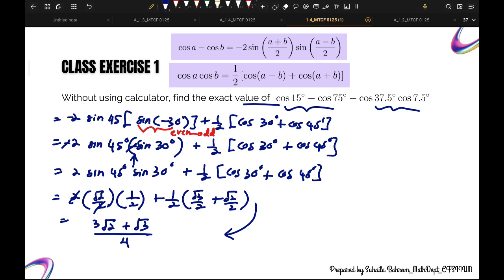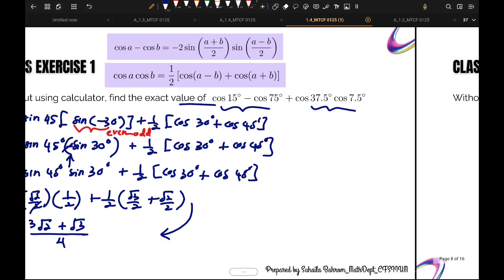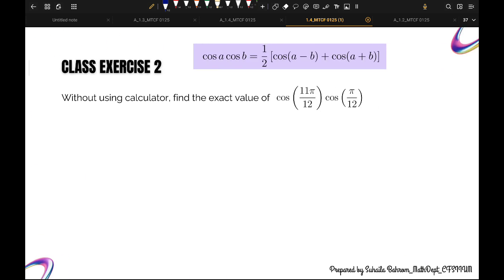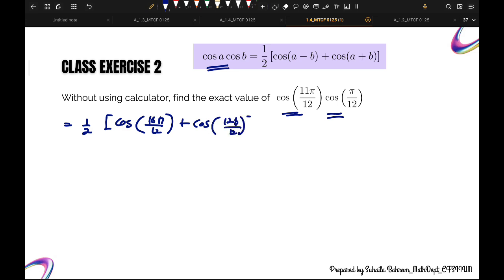So 3 square root of 2 plus square root of 3 over 4. Now let's move on to the class exercise 2. This one is also simple. We have cos and cos between these two angles, so we can apply the product to sum formula. So we will get half cos 10 pi over 12 plus cos 12 pi over 12.